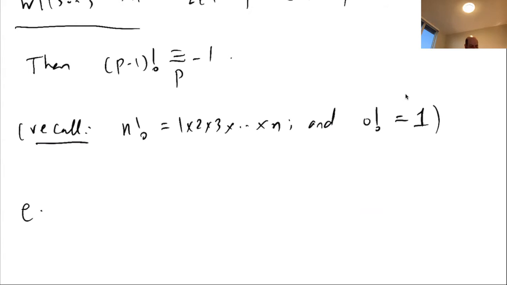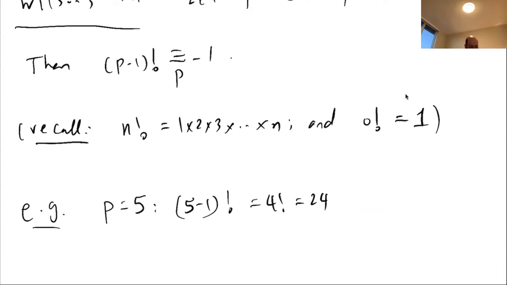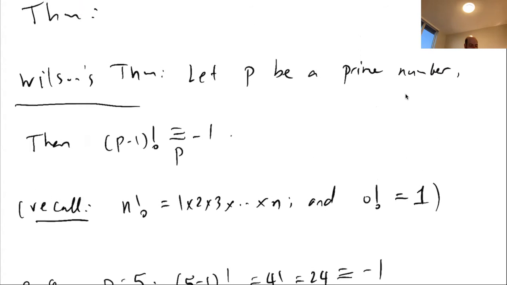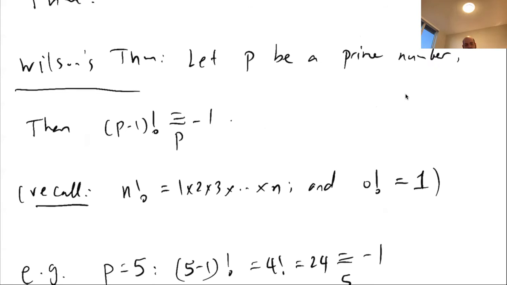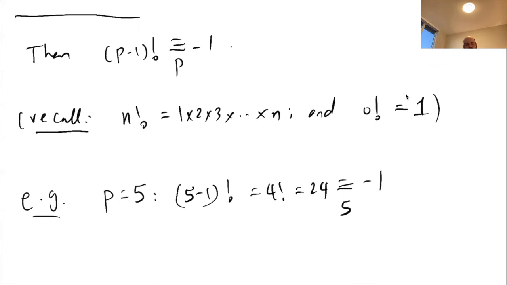So for example, if P is 5, then 5 minus 1 factorial is 4 factorial, which equals 24, which is congruent to minus 1 mod 5, right? Because 5 divides the difference between 24 and minus 1. 24 minus negative 1 is 25, which is divisible by 5. So always we can say that P minus 1 factorial is congruent to minus 1 mod P. And this is an example.